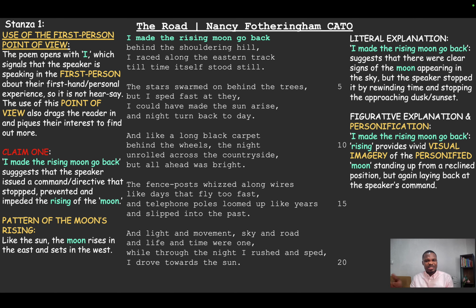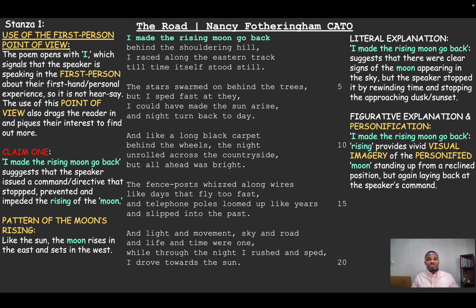Now what's the literal explanation? The literal explanation of "I made the rising moon go back" suggests that there were clear signs of the moon appearing in the sky, but the speaker stopped it by rewinding time and stopping the approaching dusk or sunset. If the moon is appearing, the inference is that it's getting darker, even though sometimes the moon can be seen during the day.